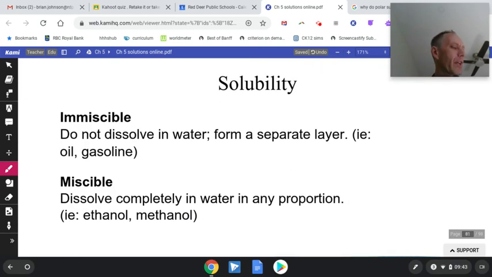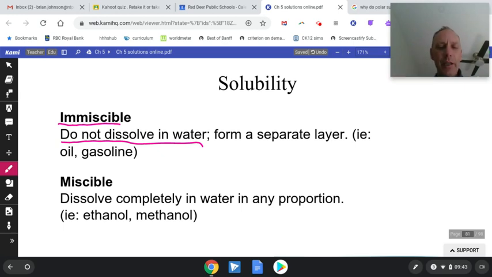Okay, some more vocabulary terms for you. Immiscible. Immiscible means it does not dissolve in water, forms a separate layer. So for example, oil and gasoline are immiscible in water, they do not dissolve. Miscible are things that dissolve completely in water in any proportion.